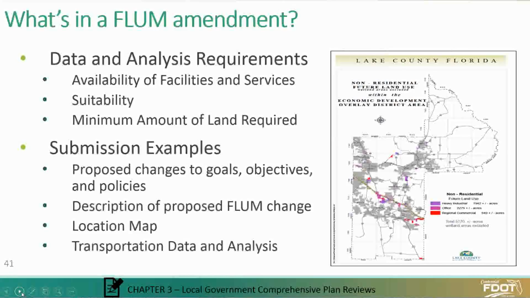Some submission examples you might see for a future land use map amendment may include proposed changes, as I talked about with text changes, proposed changes to goals, objectives, and policies. For example, say you're doing a future land use map amendment, but you must change the goals, objectives, and policies which control the future land use designation. I'm going to take a step back now.